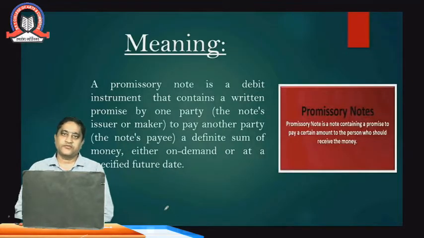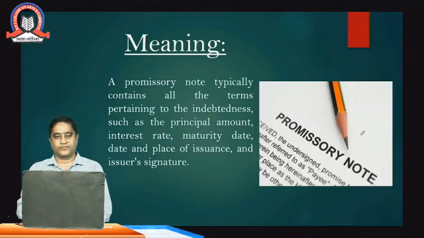As per Section 4 of the Negotiable Instrument Act 1881, a promissory note is defined as a debt instrument that contains a written promise by one party, the note issuer or the maker, to pay another party a definite sum either on demand or at a specified future date. A promissory note typically contains all terms pertaining to the indebtedness, such as principal amount, interest rate, maturity date, the date and place of issuance, and the issuer's signature.